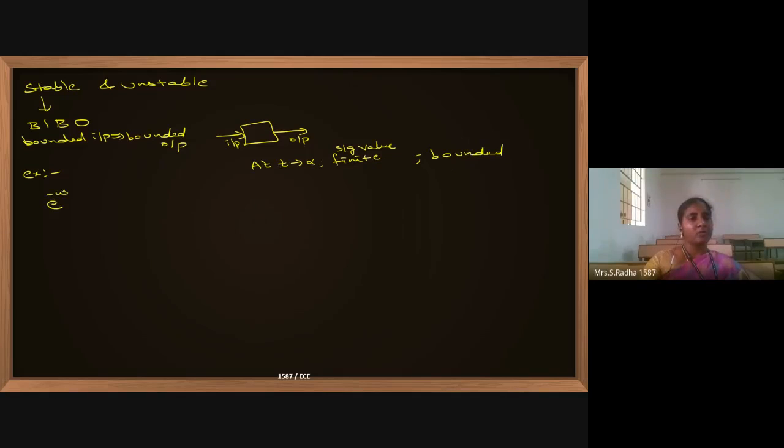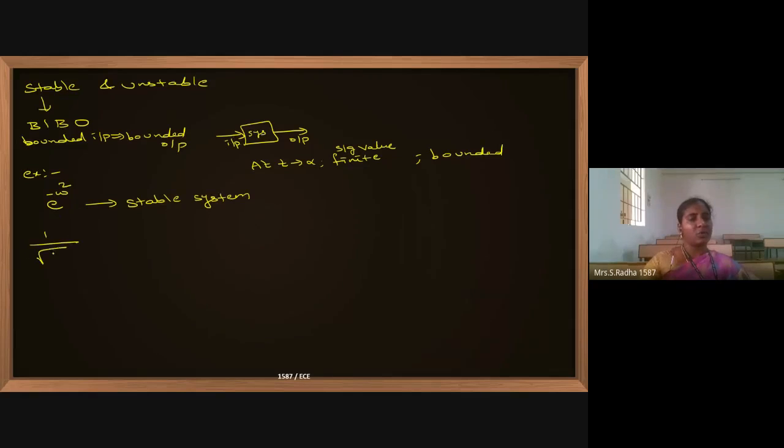Take e power minus omega square. This is a decreasing function. It is bounded, so it is a stable system. The system which has such characteristics is called a stable system. This is about the system characteristics they have given, so it is a stable system.